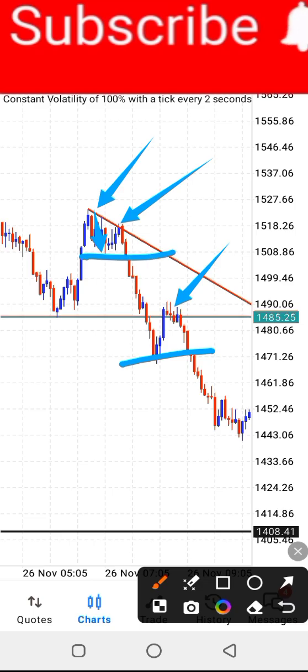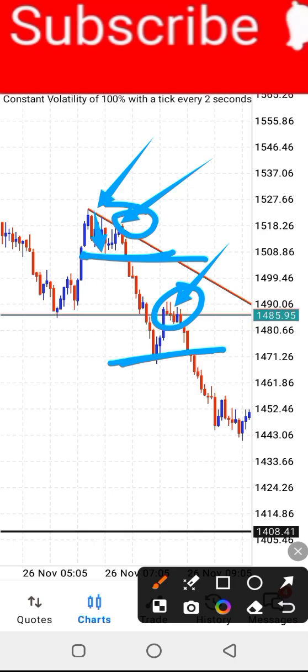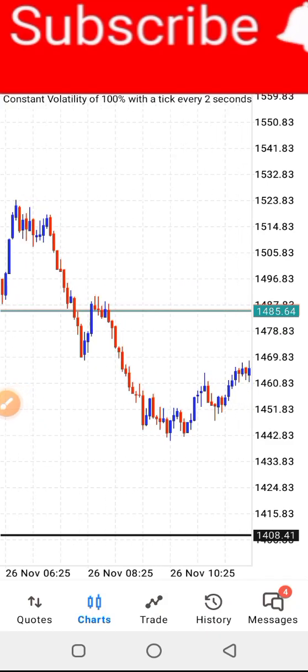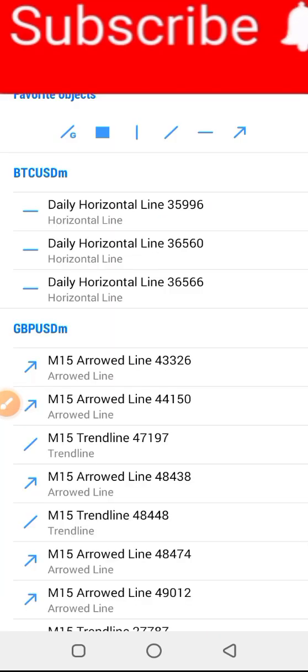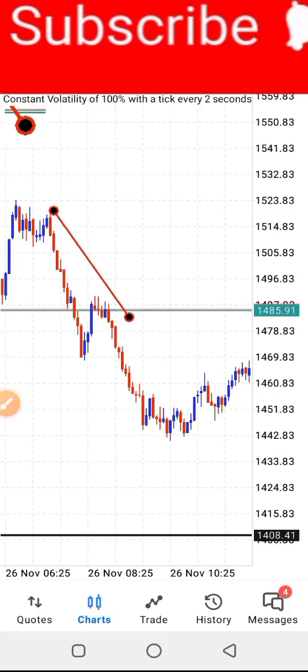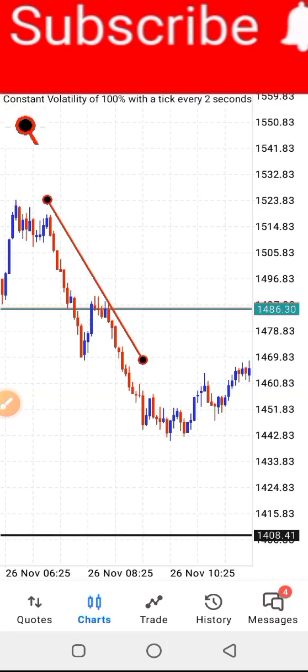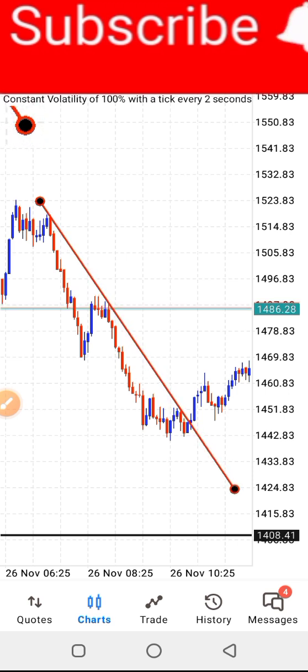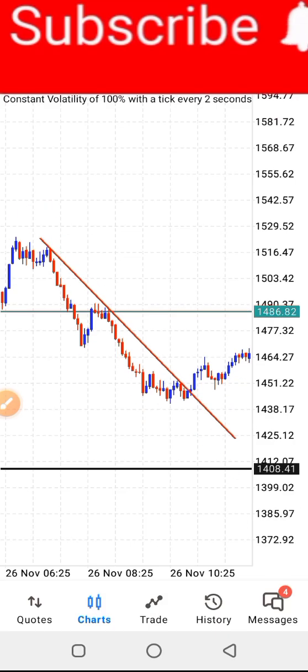Okay, so this high led to a break of this low. This high led to a break of this low. Those two can be connected for a proper trend line. Okay, so I have to delete this nonsense I've drawn here. I'll get a new line, and then I'll connect this to this, and extend it. Okay, like this. So this is the way to actually draw the proper trend line.